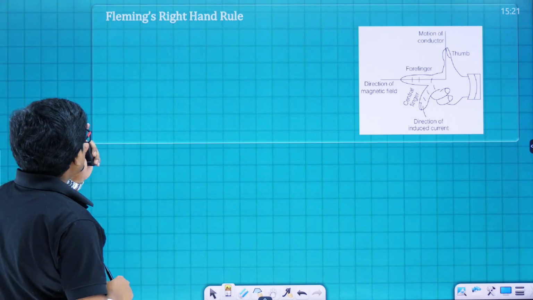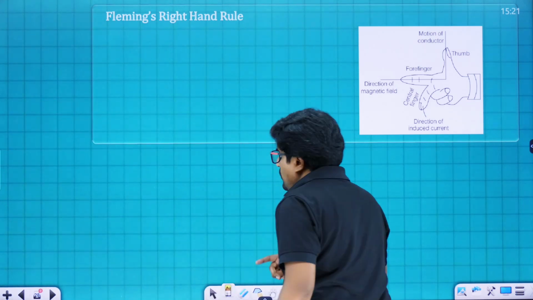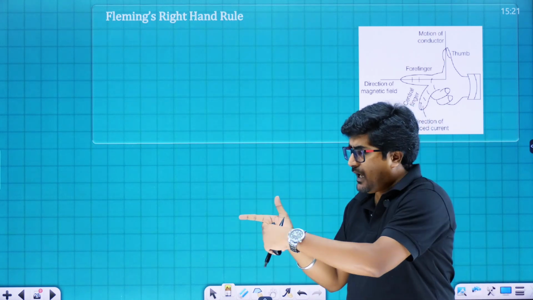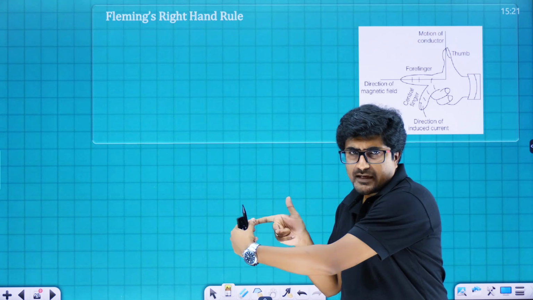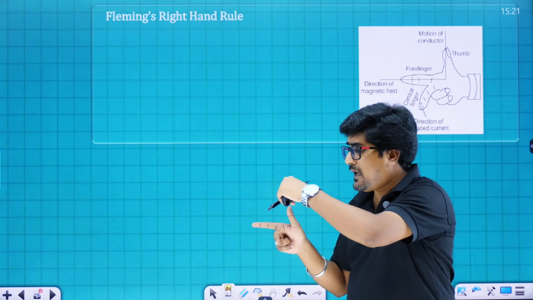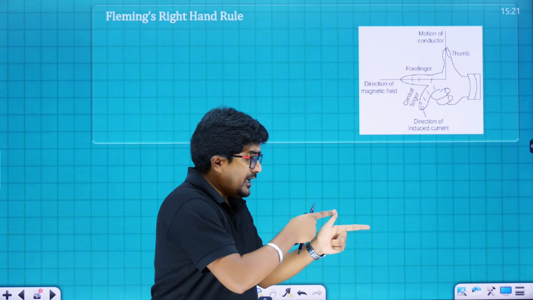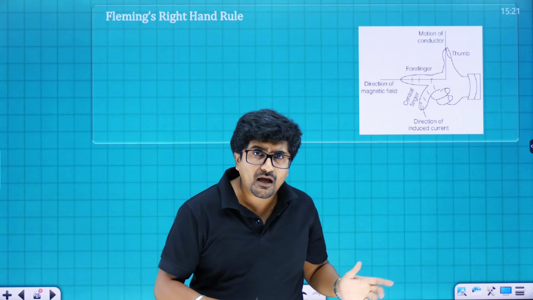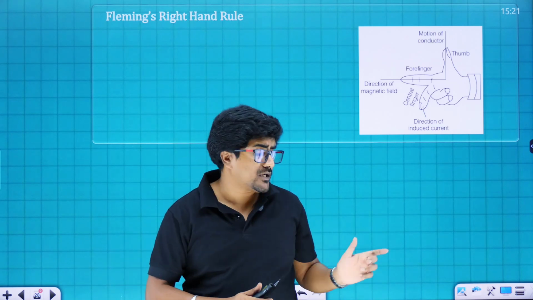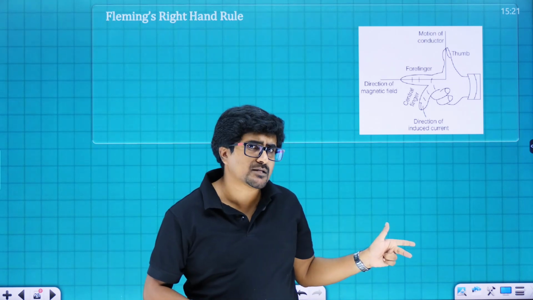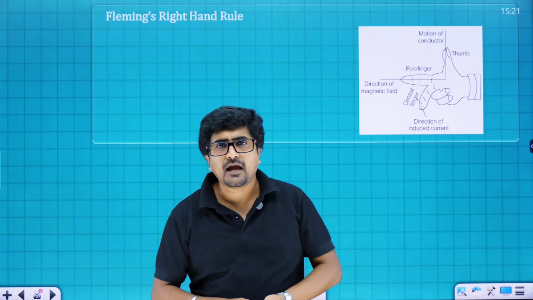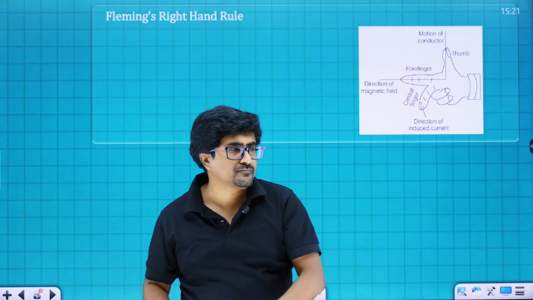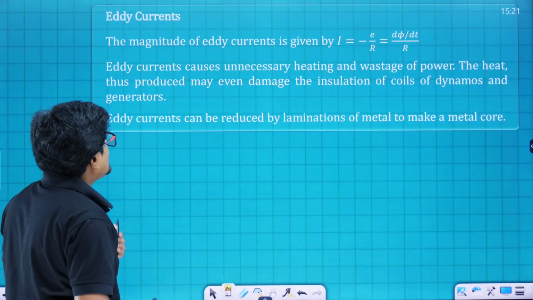Alright, now next is Fleming's right hand rule. Fleming's right hand rule says this is MBI. This is the direction of motion, here this is the direction of magnetic field, and here this is the direction of induced current. I repeat, MBI. Fleming's left hand rule, FBI. Here it is MBI. I repeat, FBI and MBI. Here this was for the force experienced by a current carrying conductor kept inside a magnetic field, and here this is for induced current, that is MBI. Alright, okay. Moving to the next, that is eddy current.